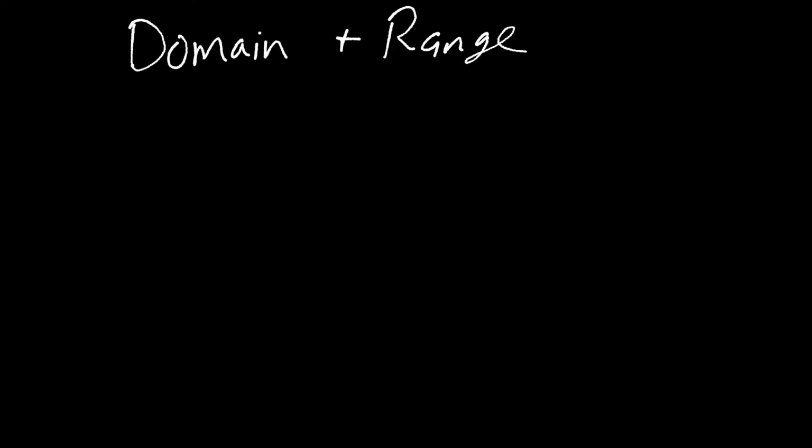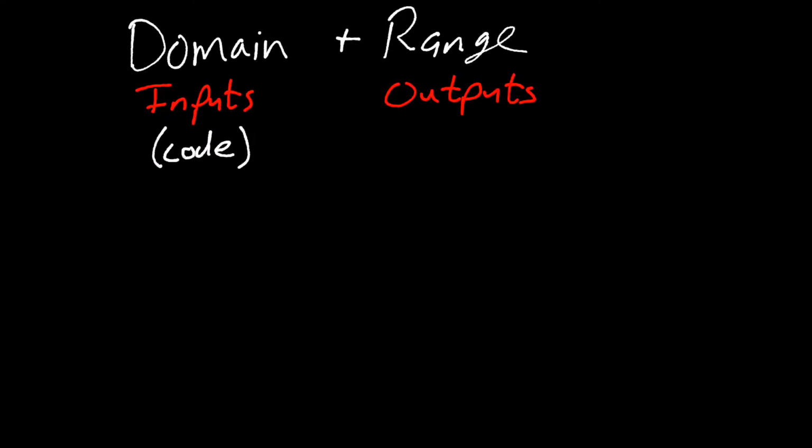For domain and range, domain is thought of as the inputs, and range is thought of as the outputs. Now, what I like to think of when I'm talking about domain and range is a vending machine. In a vending machine, your input would be the code that you'd put in to tell the machine what item you want, and the output would be the snack from your vending machine.